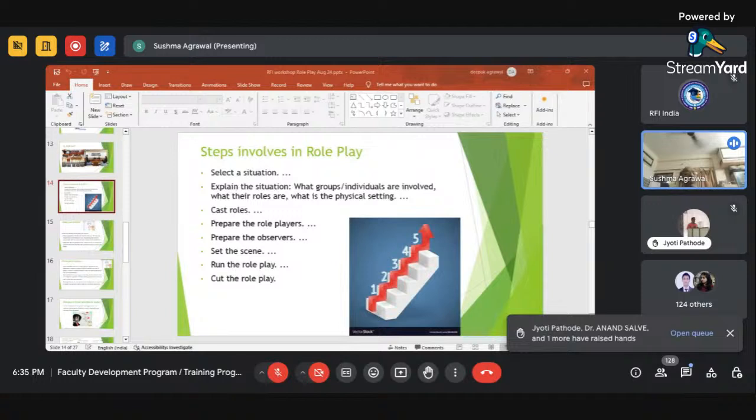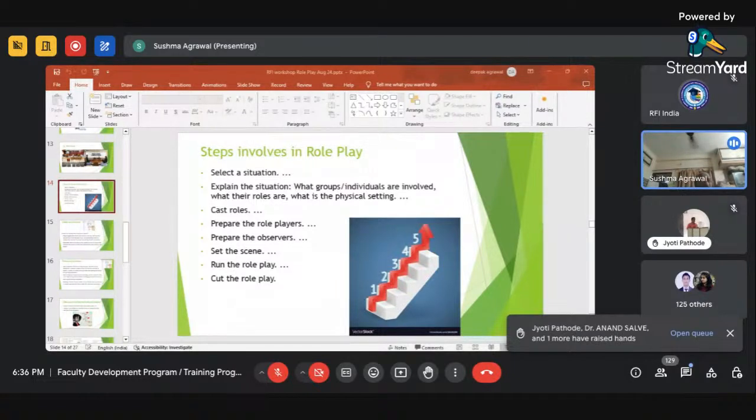The third step involved is the casting of the roles. Once you are very clear about a situation, and once it has been elaborated, then you need to assign the roles to the students as per their caliber and capabilities. You can work in the reverse way also. If one student has shyness or hesitation to talk on a particular topic, you can assign a different role in which he or she needs to speak much more. So the student can overcome these shortcomings.